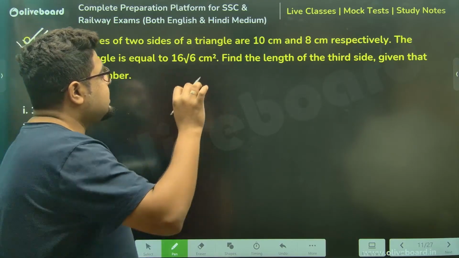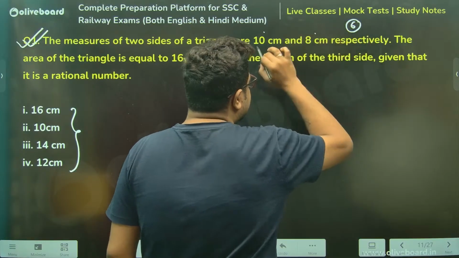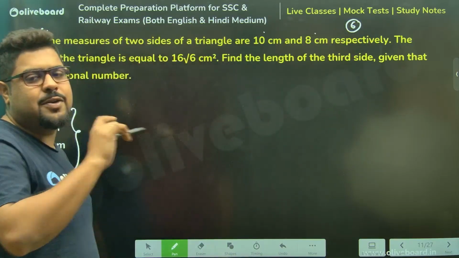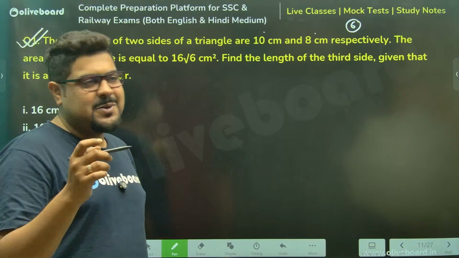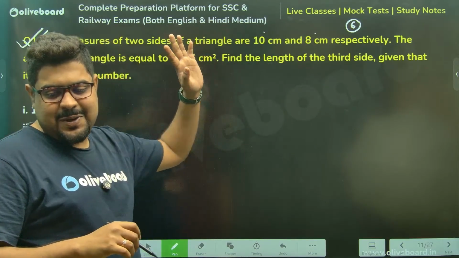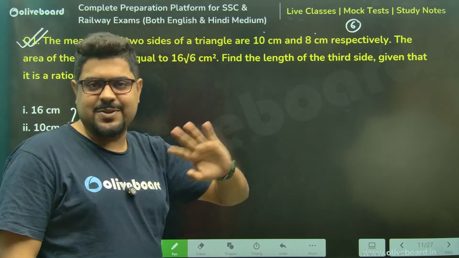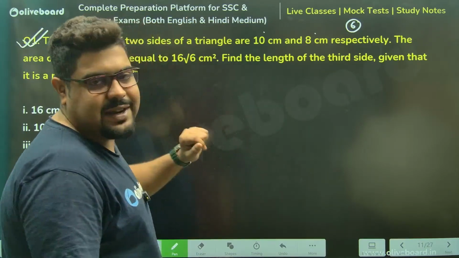Otherwise, 10, 8, and there is another number 6 which will kind of give us a Pythagorean triplet. So in that case, the area will be half into 6 into 8, which is not even close to 16 root 6. So that's not the case. So it's a scalene triangle.